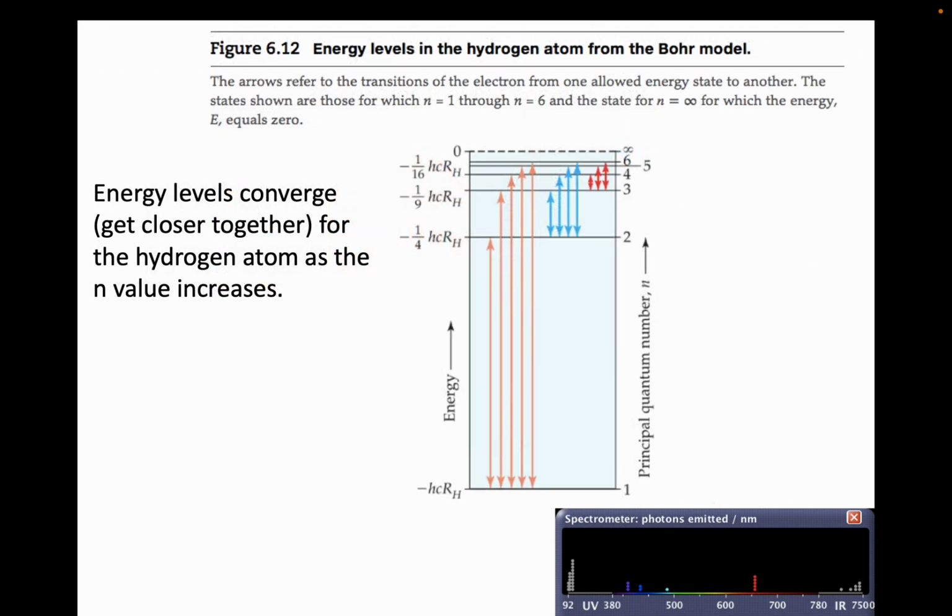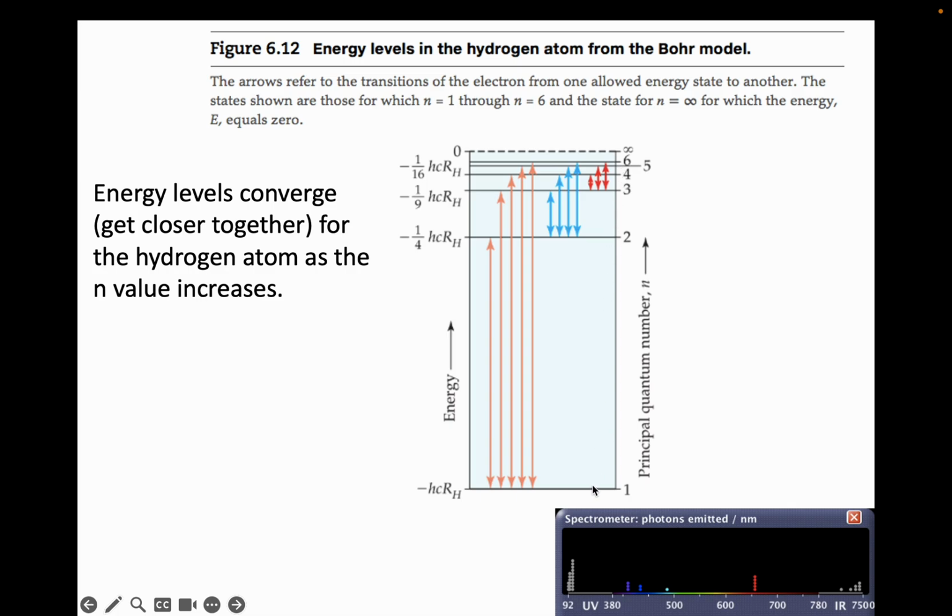Let's look at a few features of this. So this is the different energy levels that we have here for the hydrogen atom. An important feature that's found for the hydrogen atom but not for other atoms, is that the energy levels converge. They get closer and closer together as our principal quantum number increases.